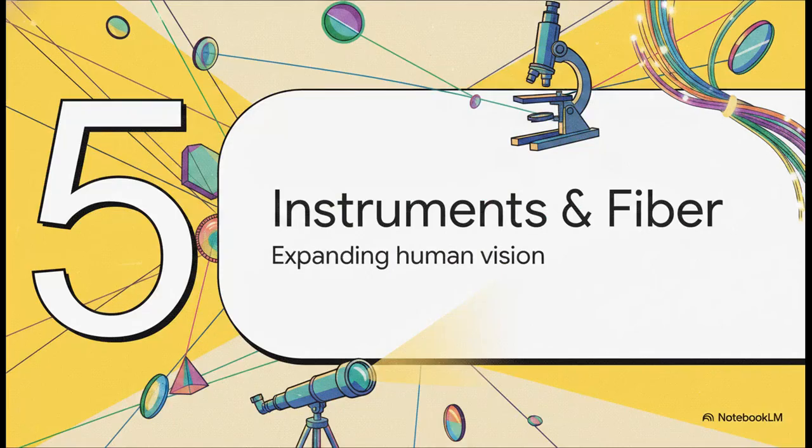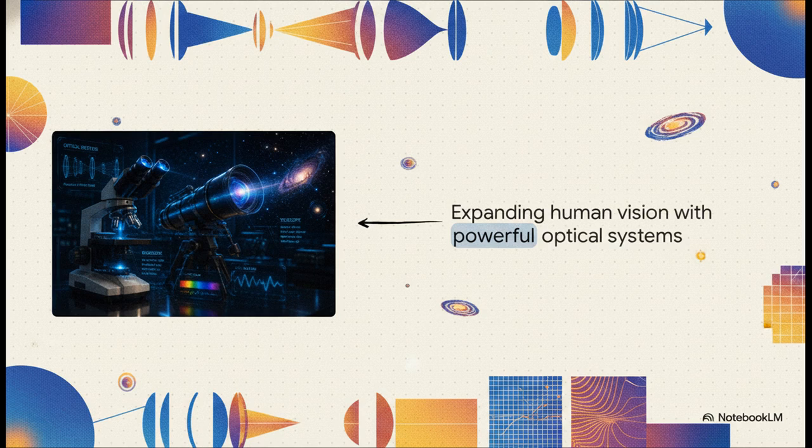All right, Section 5, Instruments and Fiber Optics, Expanding Human Vision. Just look at how things like aperture, focal length, and extreme magnification all come together in these advanced optical systems. By cleverly layering objective lenses and eyepieces, we can build microscopes powerful enough to reveal a tiny 0.1 micrometer cell, or flip it around, and we build telescopes that capture light from galaxies millions of light years away.